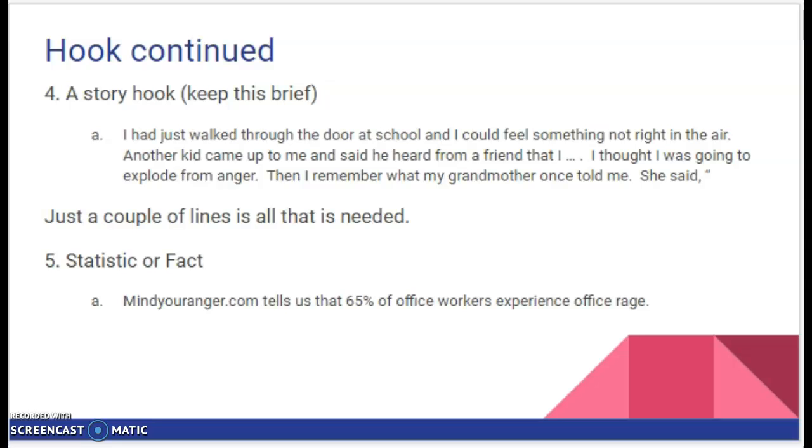Okay, now number 4, a different type of hook is a story hook or an anecdote. You want to keep this brief, really no more than 4 sentences, and that's pushing it. So here's just an example. I had just walked through the door at school and I could feel something not right in the air. Another kid came up to me and said he had heard from a friend that I thought I was going to explode from anger. Then I remembered what my grandmother once told me. She said, so here you could fill in details, put in what your grandmother said.